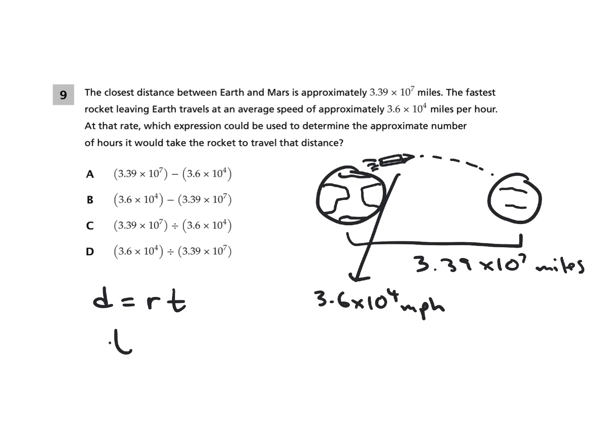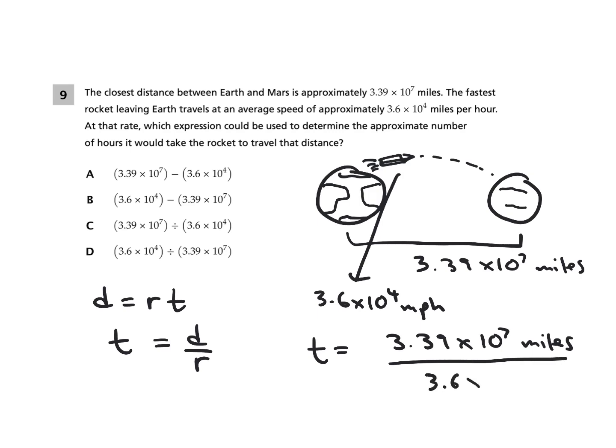The time is going to be distance divided by rate. So I'm going to be dividing here. I'm going to be dividing the distance, 3.39 times 10 to the 7 miles, divided by 3.6 times 10 to the 4 miles per hour. That's another way of writing miles per hour. And here I don't need to evaluate. I love this problem. I don't need to evaluate. So I'm going to stick with just finding the expression that closely resembles what I have.